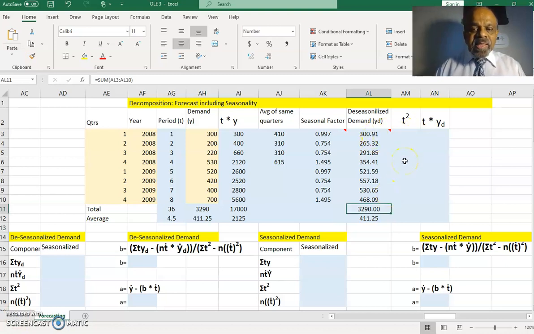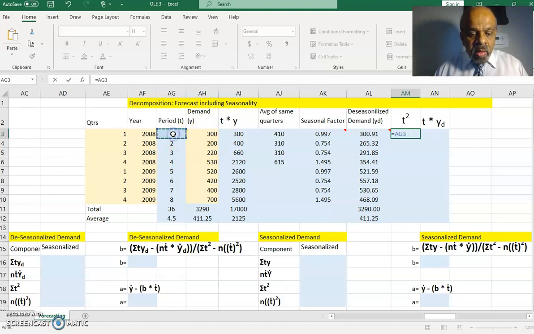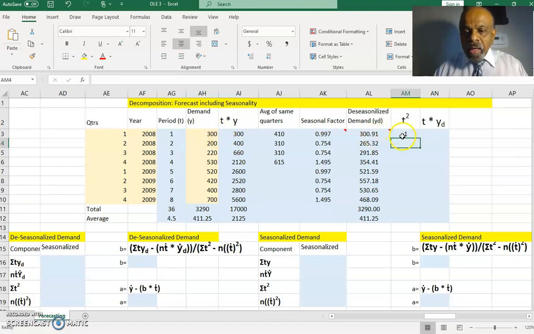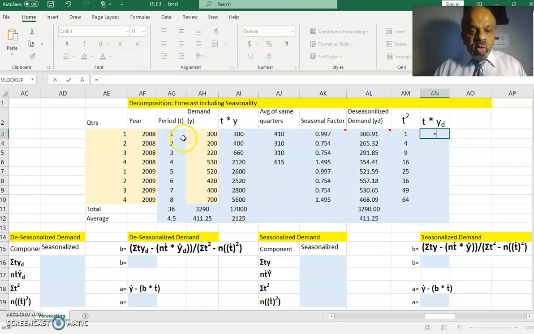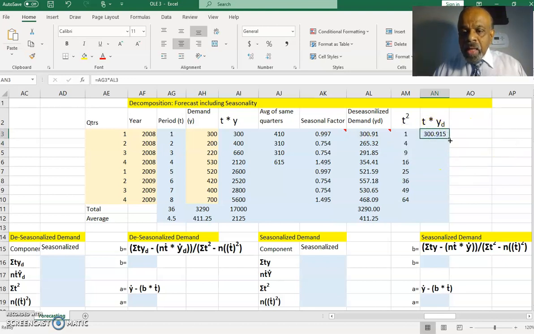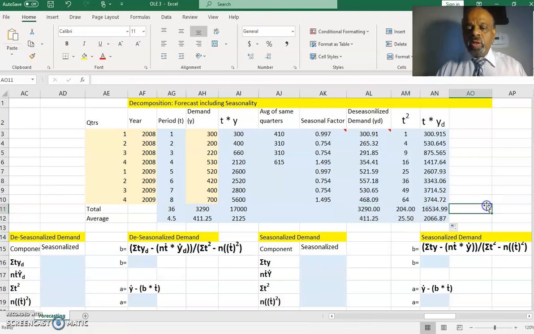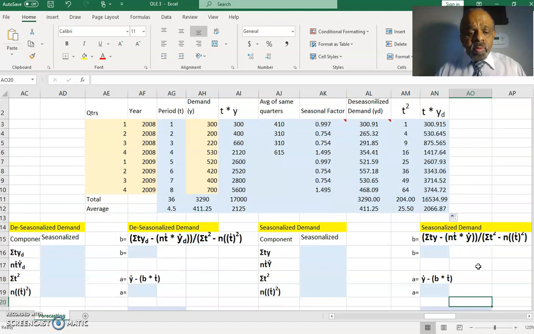So once I calculated the deseasonalized demand, I'm going to calculate T squared. The T squared is actually T times T, so the T here is 1 times 1 again, and I can copy and paste that. T times YD, the deseasonalized demand, is the next one I'm going to calculate. That is T times YD, 300.91, and I'm going to copy and paste it. I'm also going to copy and paste the total of both and average of both. Now I've finished all the calculations. Make sure that you go through this really well and then practice it with the Excel I've given you before.